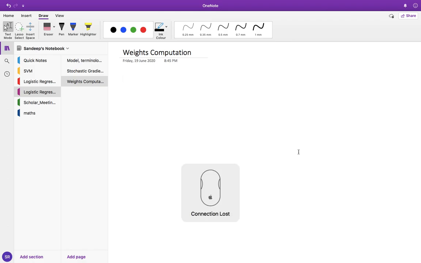So let us continue from where we left off in the previous section. In this part we will see how stochastic gradient descent is used to compute the weights. So first, before that, let me once again draw the logistic regression diagram, so that we can proceed with the computation of weights.